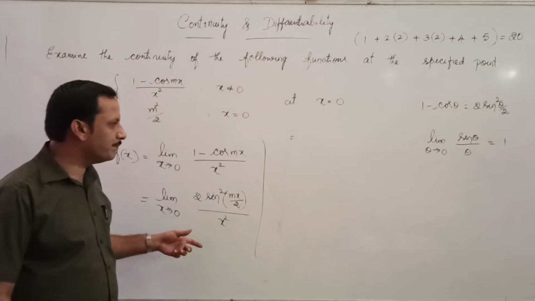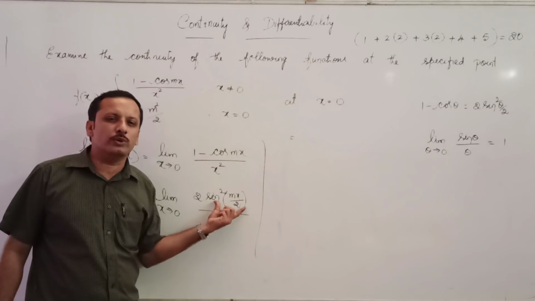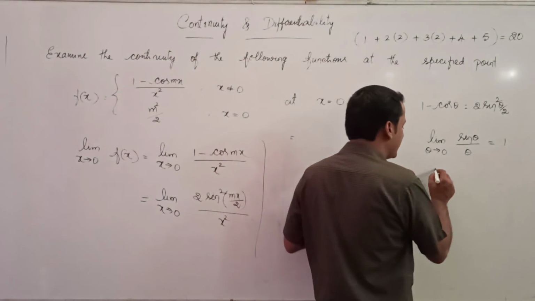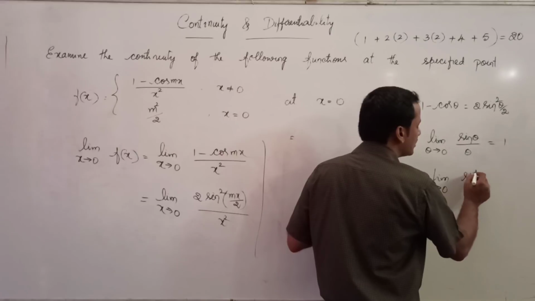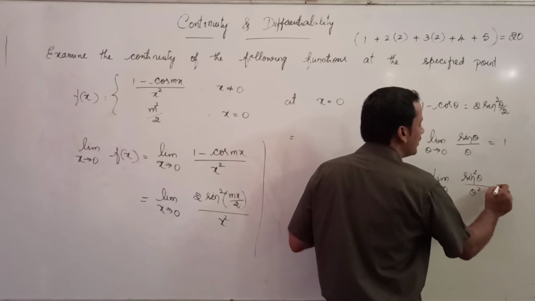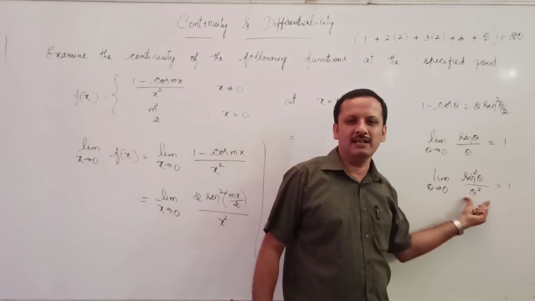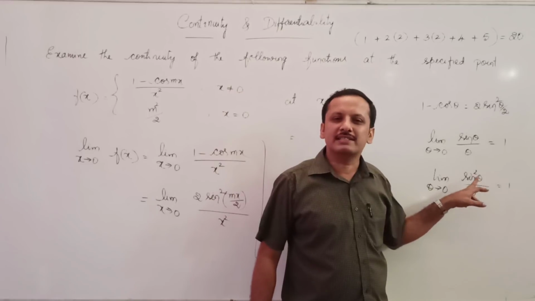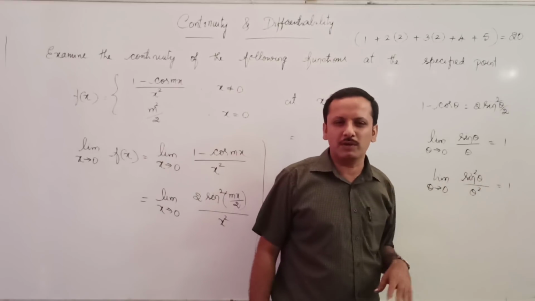So now here we have sin square mx by 2 in the numerator. So from this we can also write like this. Limit theta tends to 0, sin square theta by theta square, that is also equal to 1. Because this can be written as sin theta by theta whole square. As theta tends to 0, sin theta by theta becomes 1. So here 1 square, which is also equal to 1.